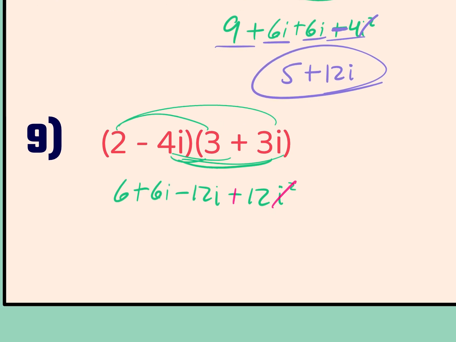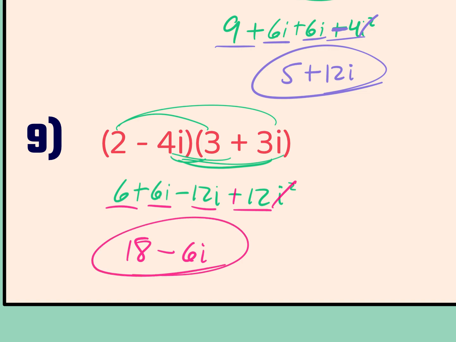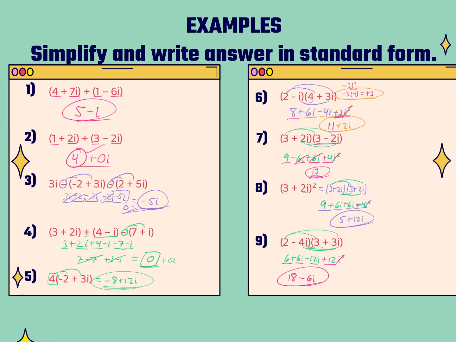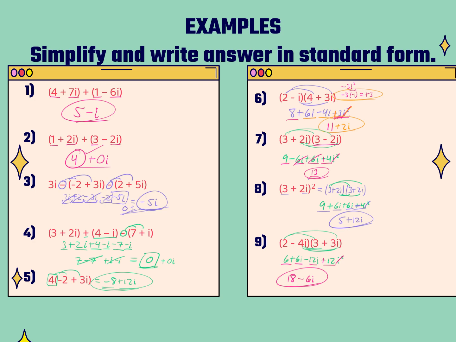All right, and now let's combine. Real with the real is going to be 6 plus 12 is 18. Imaginary plus imaginary is going to be 6i minus 12i is going to be negative 6i. All right, and this is our answer in standard form. All right, so hopefully it's not too bad, right? Should be a little bit familiar. The only new thing is that we're dealing with a new unit i.